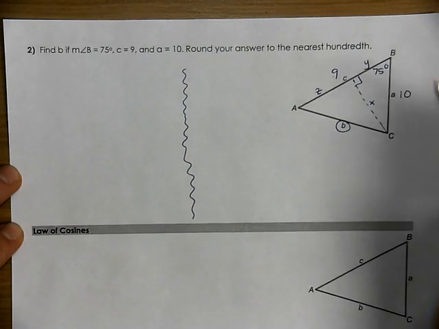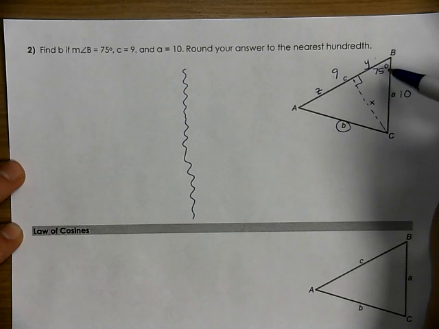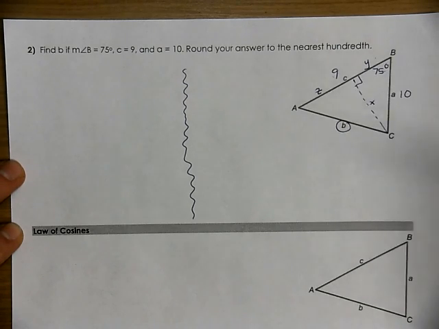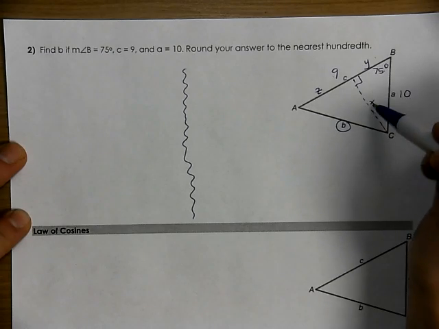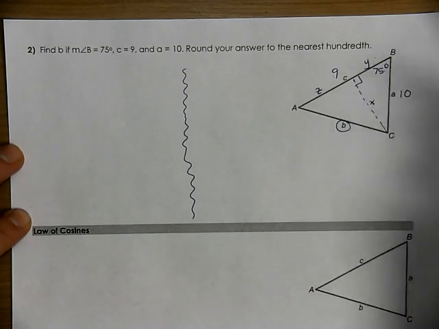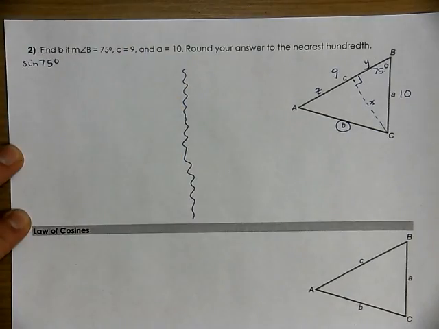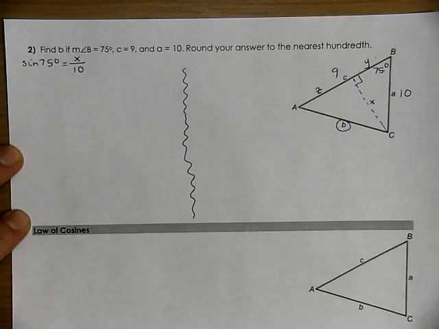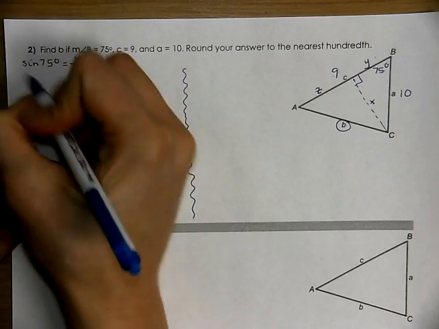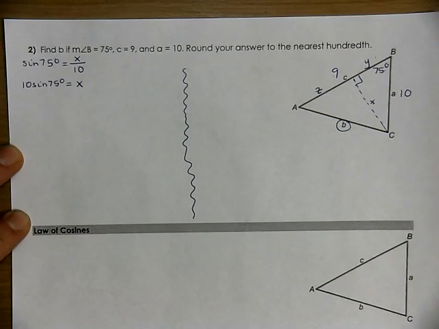Well, as I look at this, I know that I can find both the value of y and x because I have an angle measure in a right triangle and one of the side lengths, so I can use a trig ratio to solve this. So if I'm finding x, it is opposite of this angle and we have the hypotenuse, so I'm going to use sine. So sine of 75 degrees will be equal to x divided by 10. If I multiply both sides by 10, I get that 10 sine of 75 degrees is equal to x.